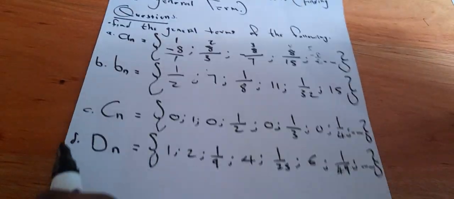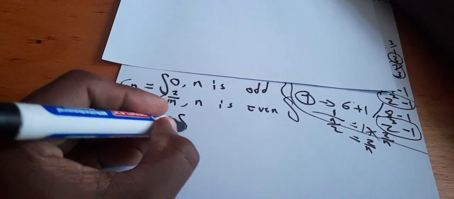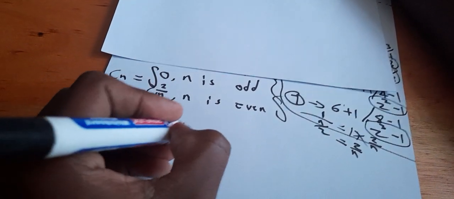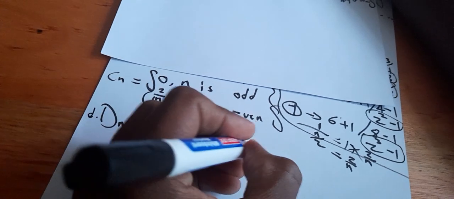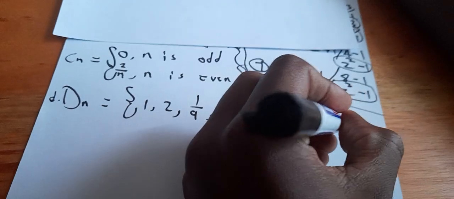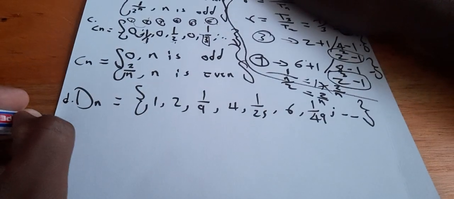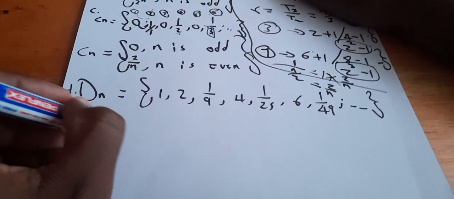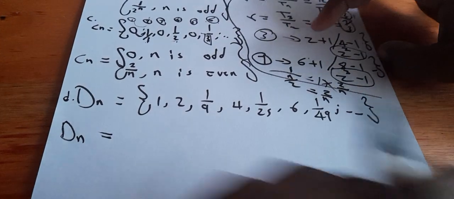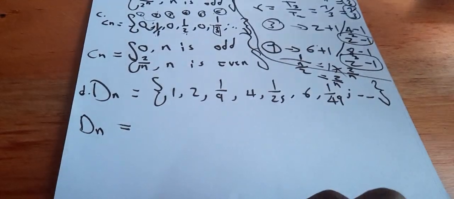So now, the last one, D. You are given t of n, a sequence of 1, 2, 1 over 9, 4, 1 over 25, 6, 1 over 49, as it goes there and there. So now we check. We need to find t of n in terms of n. And now we check the given sequence. Is it arithmetic, geometric, or what? You can check all these things.